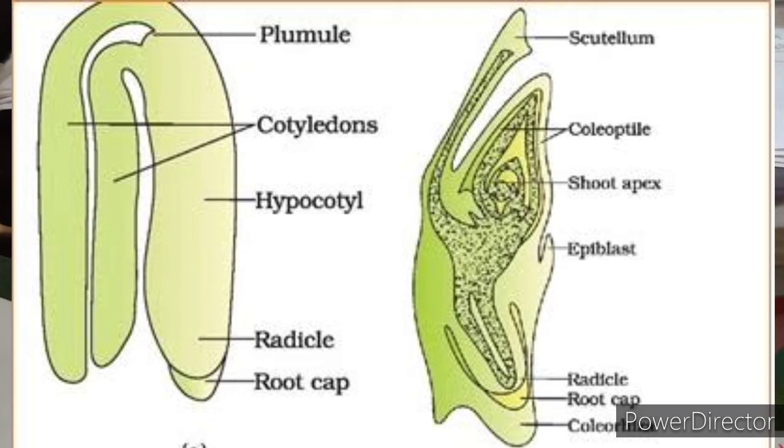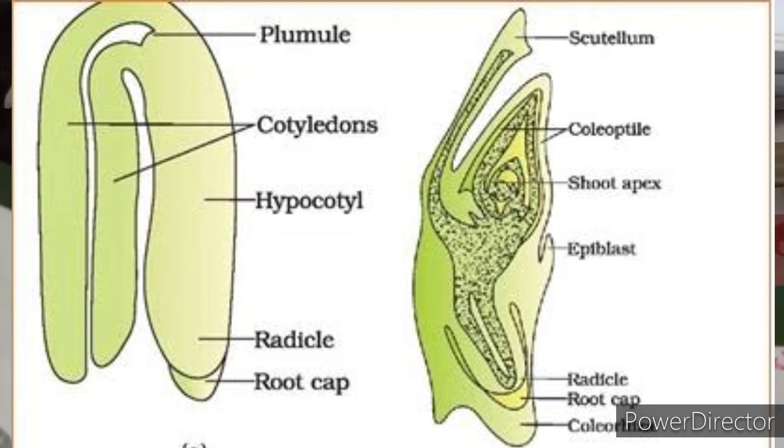Embryo develops at the micropylar end of the embryo sac where the zygote is situated. The zygote gives rise to a proembryo and subsequently to the globular, heart-shaped and mature embryo. This embryo can be categorized into dicotyledonous embryo and monocotyledonous embryo. So, we are going to talk about dicotyledonous embryo.